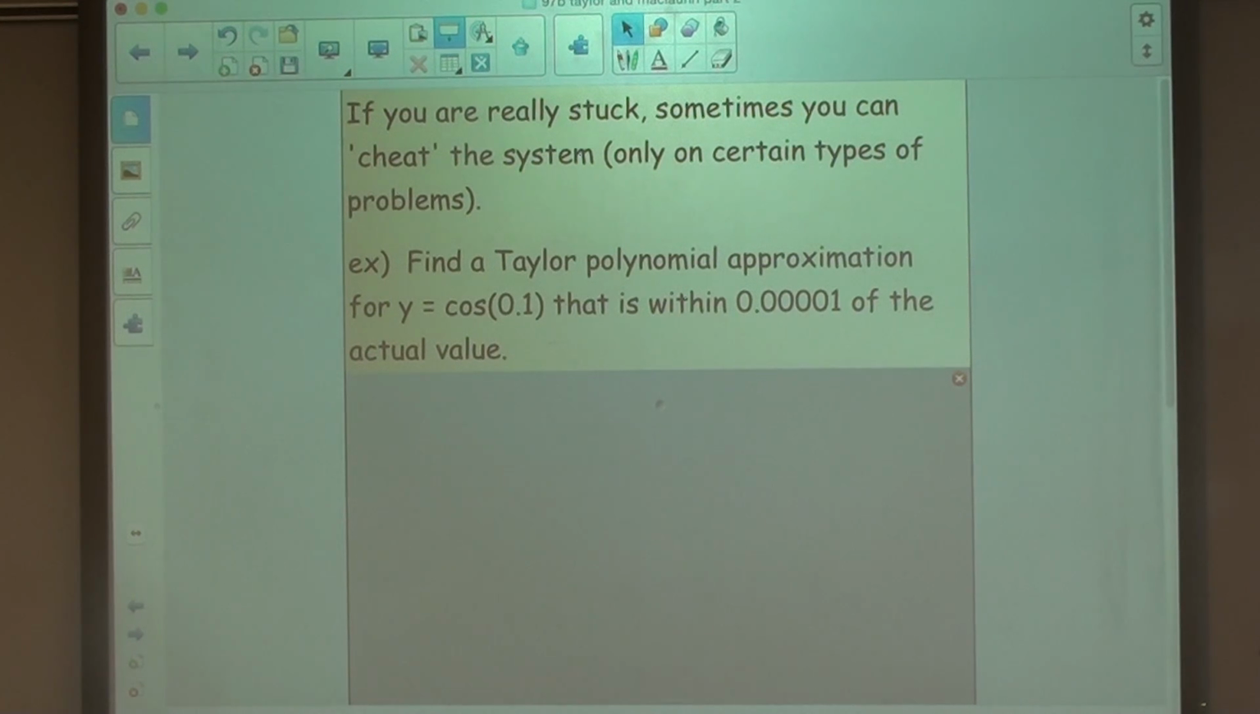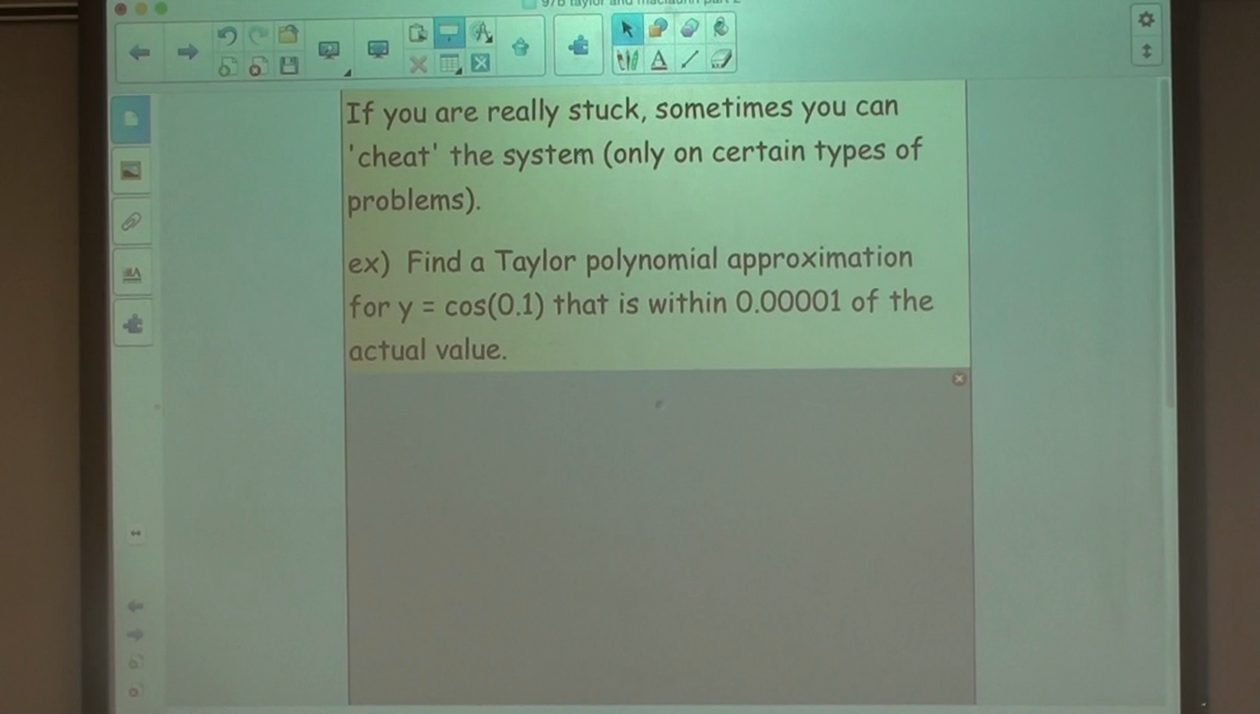That is within 0.00001, I can't remember how many zeros I said, of the actual value. Now the first thing you have to do is find a Taylor polynomial for cosine x. Really it's a Maclaurin because we're going to center it at 0. So take a minute, find a Maclaurin polynomial for cosine x.